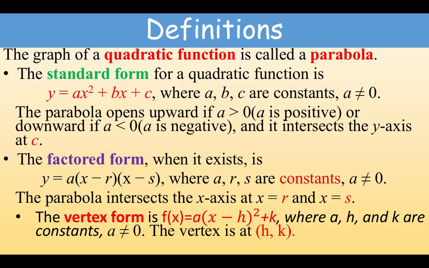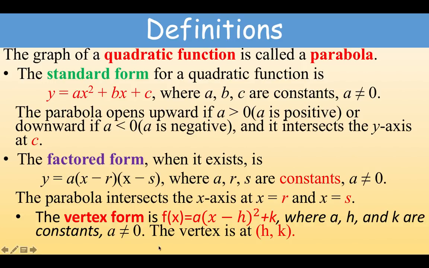Let's talk about the factored form. This is where you use the box method to factor. It looks like this: y equals a times (x minus r) times (x minus s), where a, r, and s are constants, and again, a can't equal 0 for the same reason as above, because if a were to equal 0, our x squared term would disappear. In this factored form, you learned that at r and s, the parabola intersects the x-axis. So those are your x-intercepts, r and s. At x equals r and at x equals s is where the parabola intersects the x-axis.